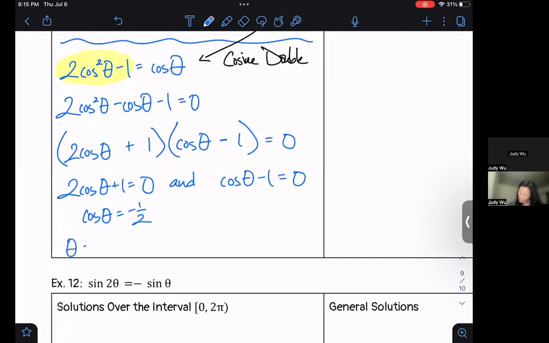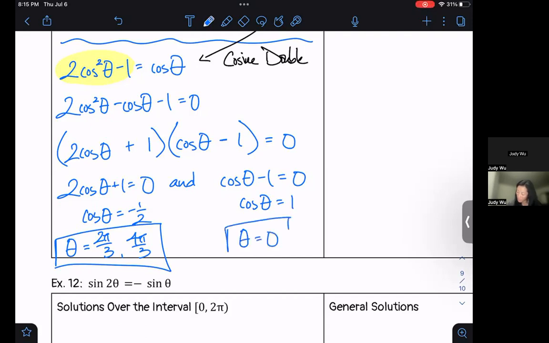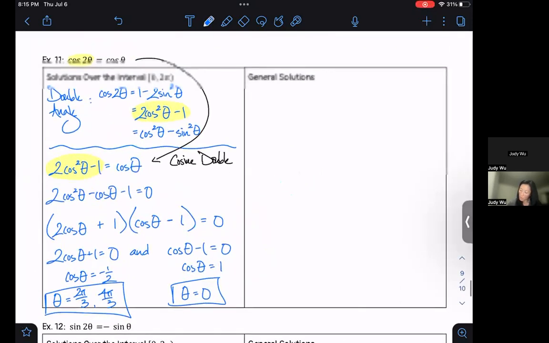So that's going to be theta is 2 pi over 3 and 4 pi over 3. And then we want to see where cosine theta equals 1. And that's where the x value is 1. So theta equals 0. Okay. It's important that we don't put 2 pi because 2 pi is not included in the interval. Only 0 is included. Okay.